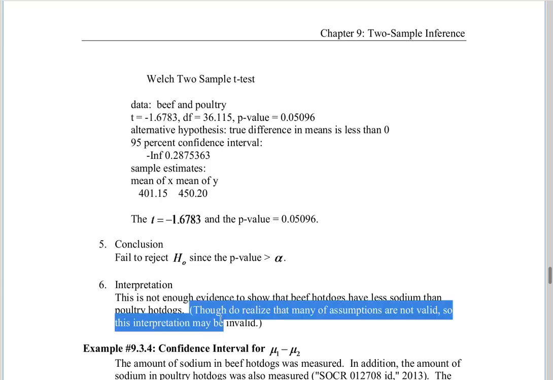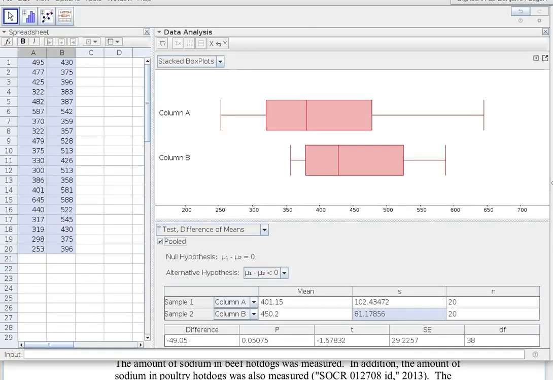And remember, we were not convinced that the data was normally distributed. So we do realize that many of the assumptions are not valid, so this interpretation may also be invalid. A quick reminder, we copied the data into GeoGebra. We looked at the data separately to see if it looked like it was normally distributed. The second set of data certainly did not.